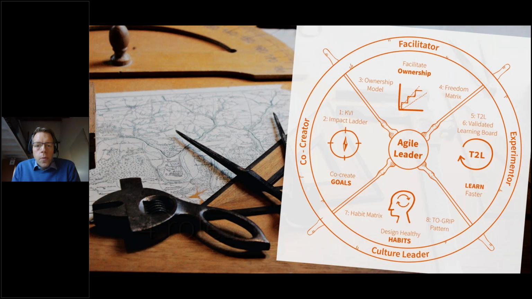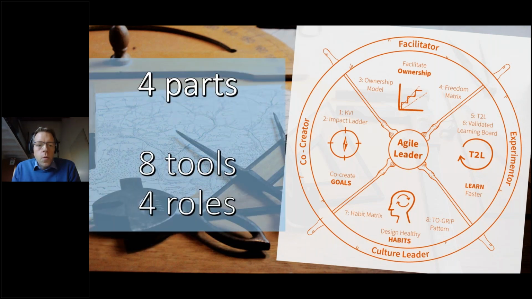So the book consists of 4 parts. Each part has two tools, which sums up to 8 tools and 4 specific roles for the agile leader. These tools are not complete and the parts are not sufficient for the rest of your life. But over the last years, I discovered that it is a very good start for leaders to create this environment for self-managing teams to thrive.